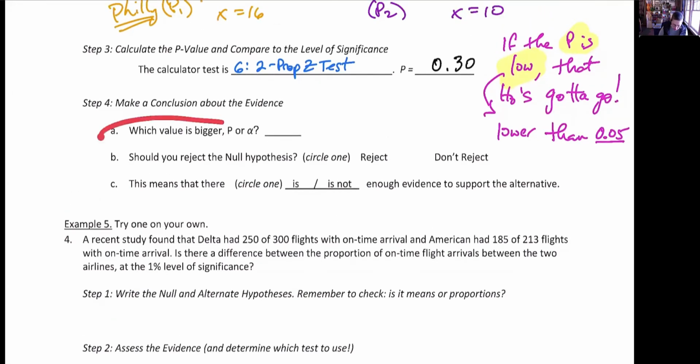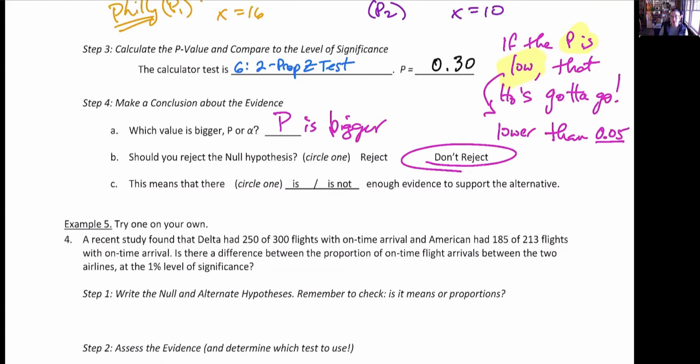Which value is bigger, P or alpha? In this case, P is bigger. And that tells me that I am not rejecting that H0 because P isn't low enough. P has got to be lower than that 0.05. If it helps you, I find it easier to think about if I transfer these to a percentage. That's 30% that we found, a 30% likelihood of getting a sample like that, versus 0.05, which is 5%. So we're not rejecting. And anytime we don't reject, that means there is not enough evidence. These two always go together.